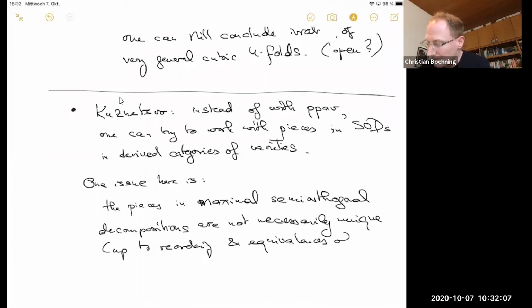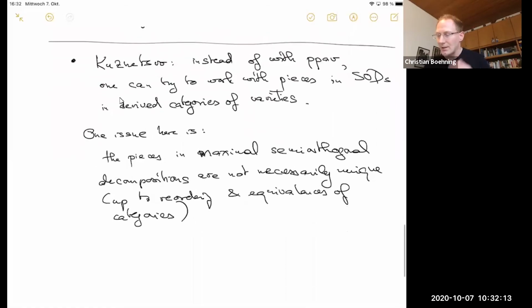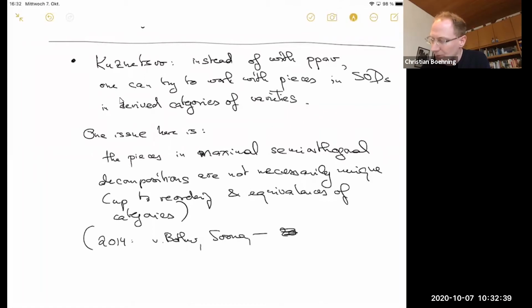So that means there can be essentially different maximal semi-orthogonal decompositions, where the indecomposable pieces in the two of them cannot be matched to each other up to reordering and equivalence of categories. That phenomenon was noted in 2014. Van Bothmer, Sosna and myself gave some examples, and Kuznetsov gave much easier examples in the same period, and then lots of other examples of the same type emerged.